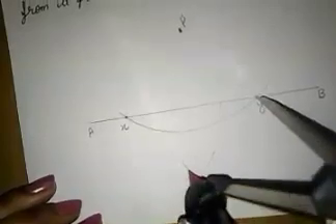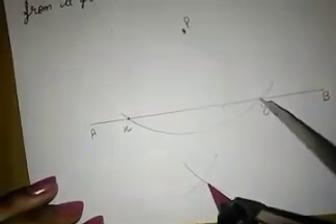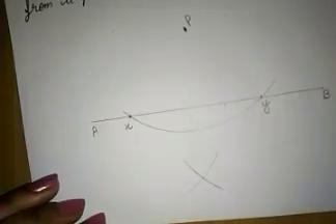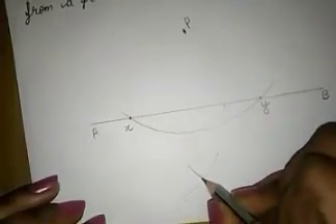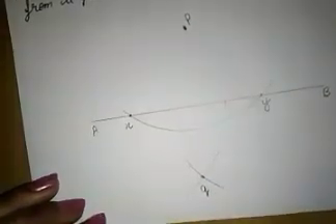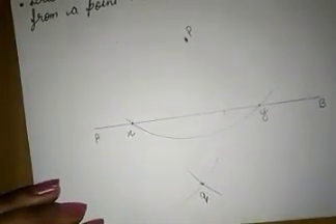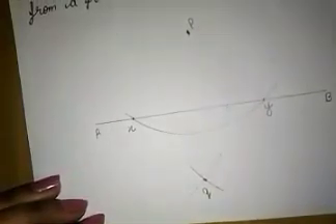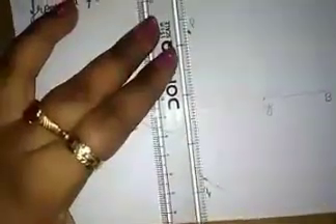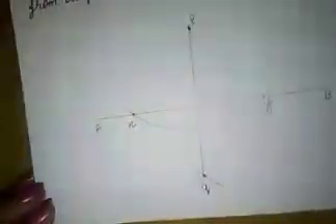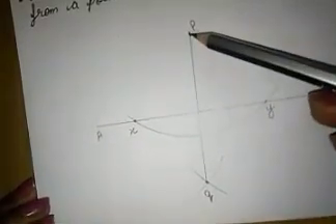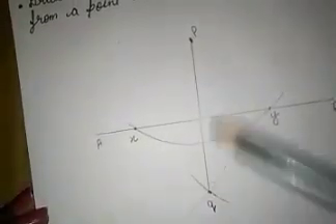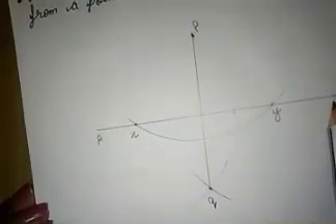Similarly, I will mark another arc from the center Y and the radius more than half of XY, and this arc will intersect the previous arc and give us a new intersection point, say Q. Now we have 2 points P and Q. We can join them. This made line segment PQ perpendicular to line segment AB.